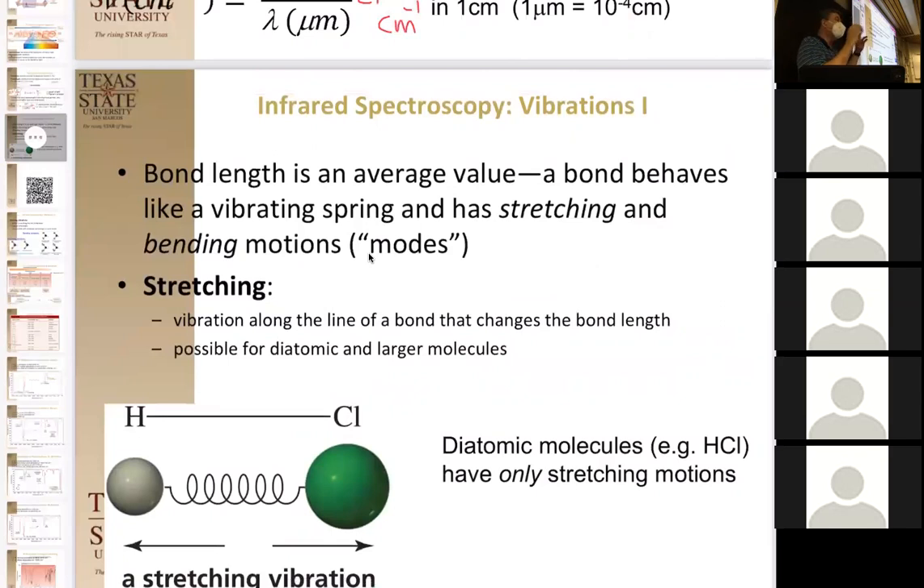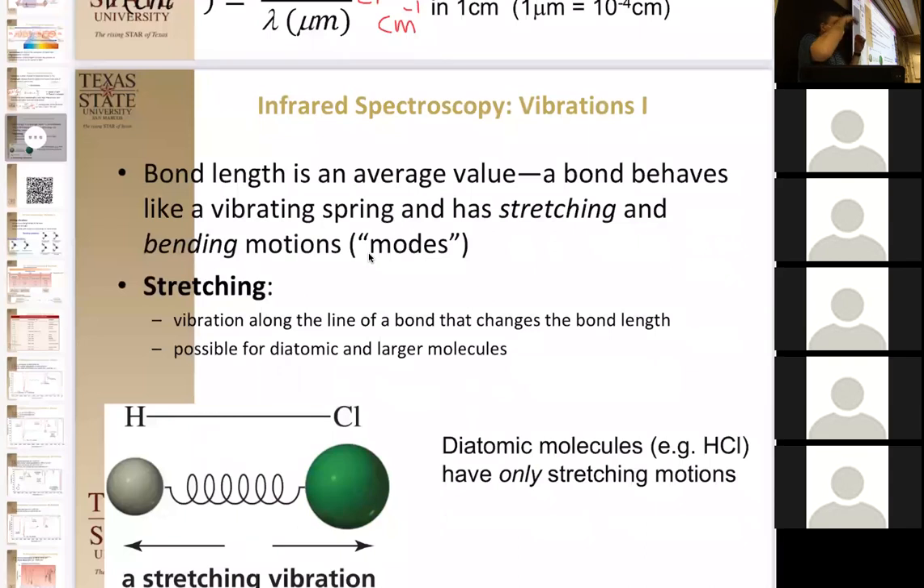So our bond lengths are our average bond length, okay? But there's a little bit of flexibility in this. It kind of moves back and forth like a spring. So if you think about two carbon atoms, they're sharing their electrons. Their average distance is like 1.5 angstroms, okay? But they're oscillating a little bit.